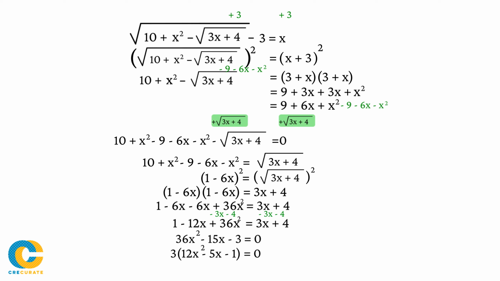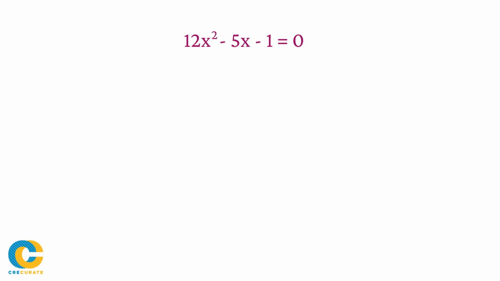Since 3 is not equal to 0, 12x squared - 5x - 1 must be equal to 0 in order for the product to be 0. Recall that quadratic equations can be written in the general form ax squared + bx + c, so we have a equals 12, b equals -5 and c equals -1.